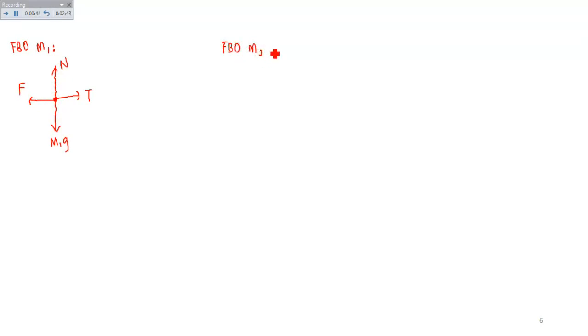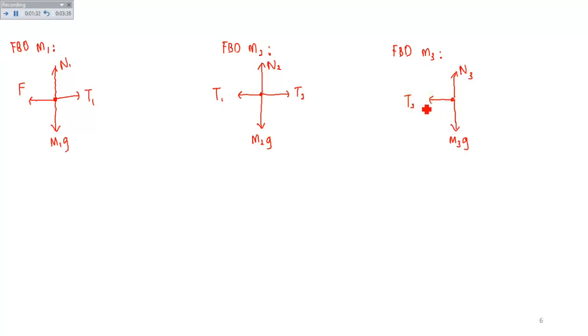untuk M2 pula. Okay, so kita ada weight M2 G, we have normal. Okay, ini normal 2 lah. And then we have, oops, this is T1. So now here we have T2 in the right direction and T1 is in the left direction. And then for free body diagram block M3, we have the weight M3G, and then we have the normal force M3, and we have here T2. Okay, so macam kita tengok dalam gambar tadi, kita punya applied force ni ke arah kiri.